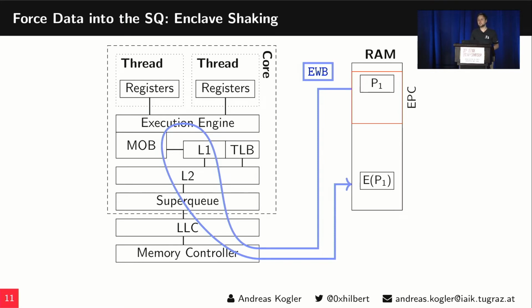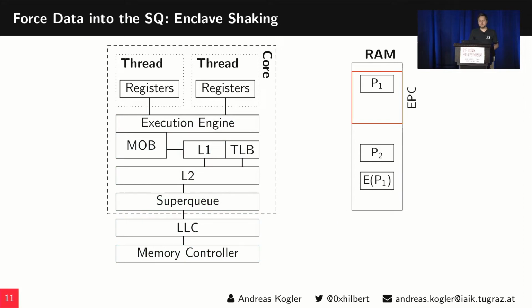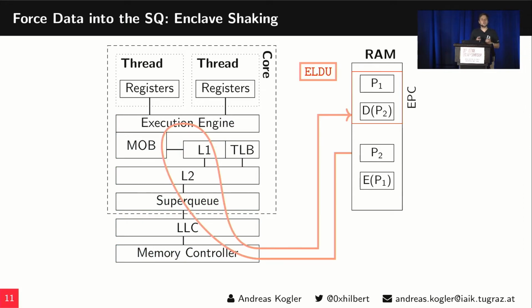And if you follow the path, you can see how many components of the CPU are actually used to get the page to the core. And we can also see that the superqueue is used there. Similarly, for ELDU, we have a different path. We bring the encrypted page to the core, decrypt it, and store it in the EPC. And again, we get the data over the superqueue. But still, we're talking about pages. Pages are quite large. How do you target interesting data on a page?